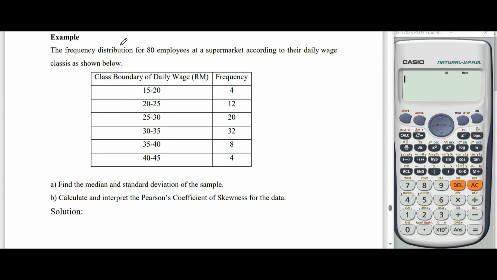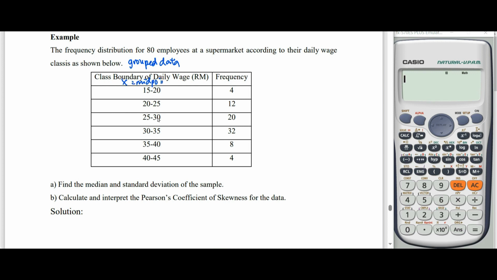The frequency distribution for 80 employees at a supermarket according to their daily wage class is as shown below. So given here, you can see this is grouped data. They give you the information of the data in class intervals. So when you're dealing with grouped data, you will refer to X as the midpoint.